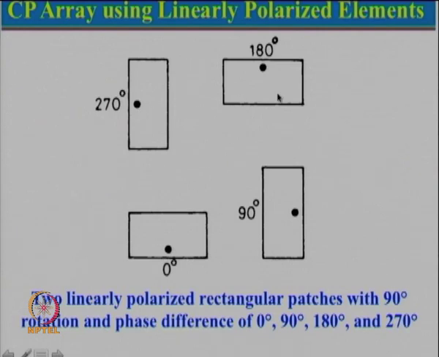So, there are two things here. One is the physical rotation of the patch and feed by 90 degree, and the additional thing is that the phases between these elements is also changed by 90 degree. So, the combination of this particular thing here gave very good circular polarization over very broad bandwidth.